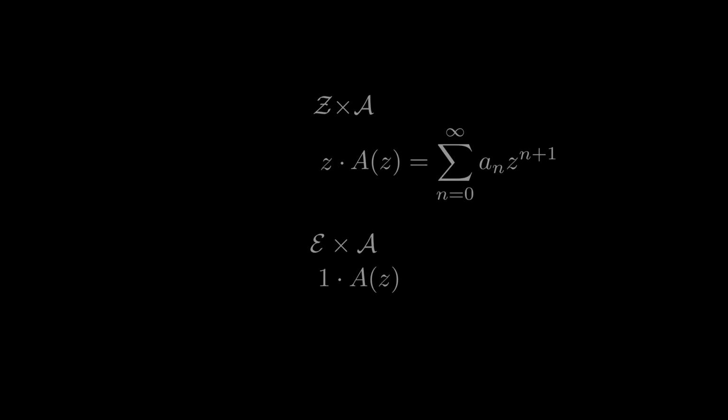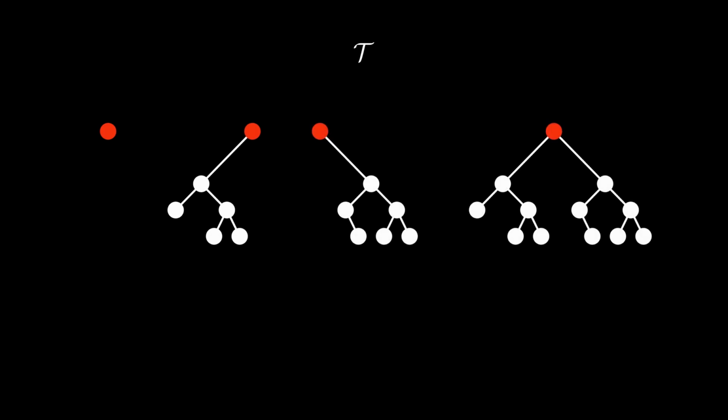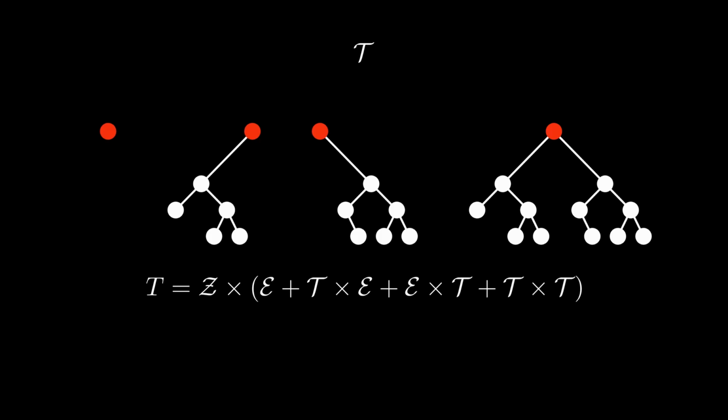As a far more interesting example, consider T, the class of binary trees. We can describe each tree as a root vertex paired with nothing, just a left subtree, just a right subtree, or both a left and a right subtree. Then in the language of combinatorial classes that we've developed, we have T is equal to Z times epsilon plus T times epsilon plus epsilon times T plus T times T.